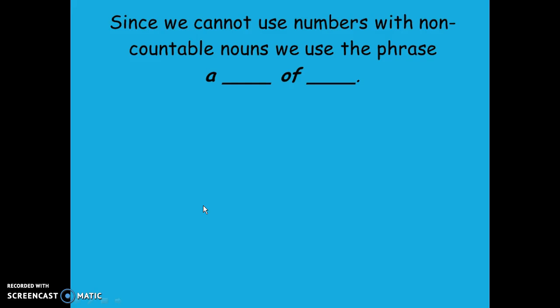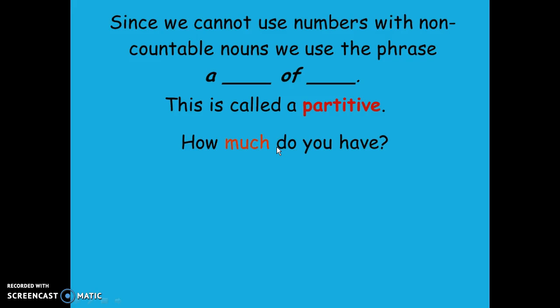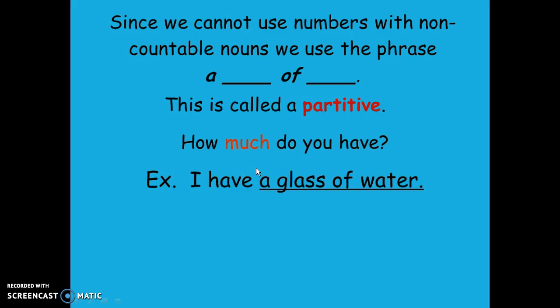Because we can't just use numbers with non-countable nouns, we either use quantifiers or partitives, like a glass of, a bag of, a jar of. There are many different partitives we can use. The pattern is a blank of blank. When we are asking about non-countable nouns, we ask, how much? For example, how much money do you have? How much water did you drink? And so on.